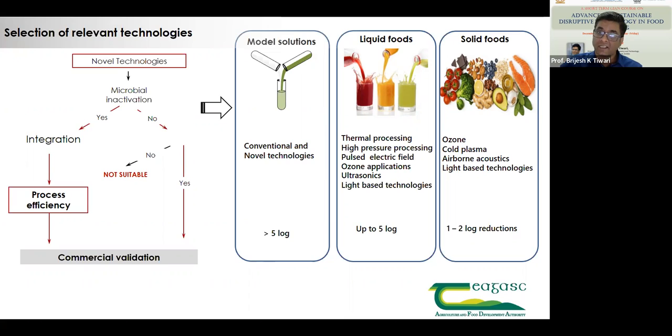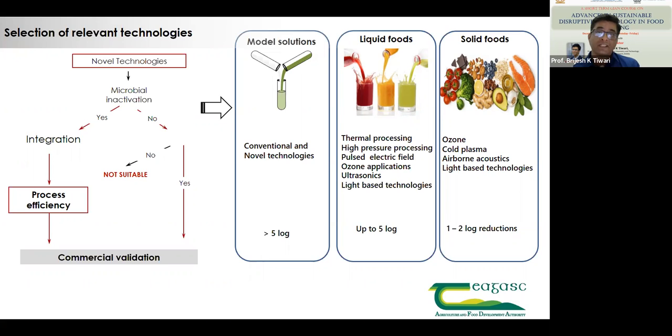Pulse electric field again is very good for liquid food applications for achieving microbial inactivation, but for solid food, it can do some of the inactivation, but it can also be used for other applications. For example, improving pulse electric field treatment followed by freezing the product. It has a better texture and better freeze drying properties. Similar thing applies for high pressure processing.